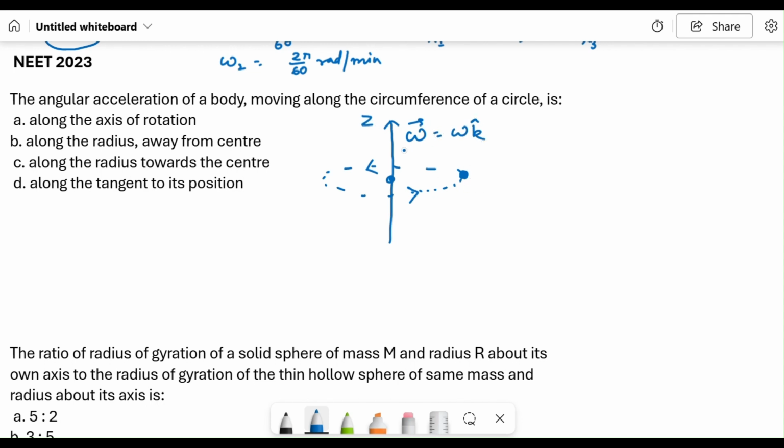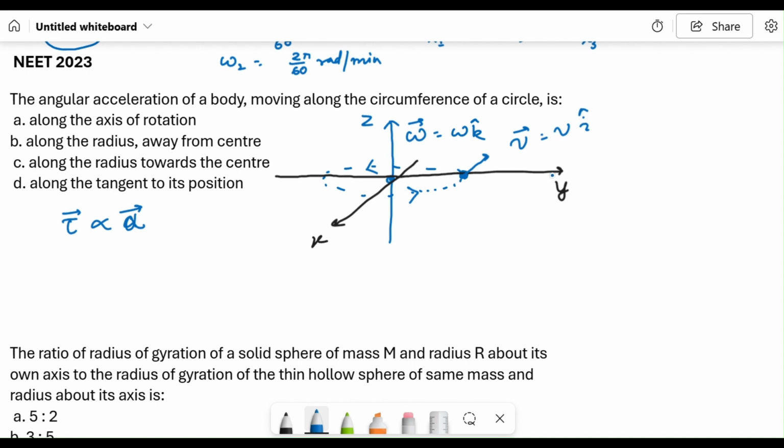Now the angular acceleration depends on torque this way. So if we want to know the direction of torque first, then we can consider the same direction for angular acceleration. So let's say this body has velocity along negative x direction. So this is the x axis, this is the positive x direction, and this is the y axis. So let's say it has velocity along negative x direction this way. So velocity equals the magnitude of the velocity times the unit vector along the negative x axis.